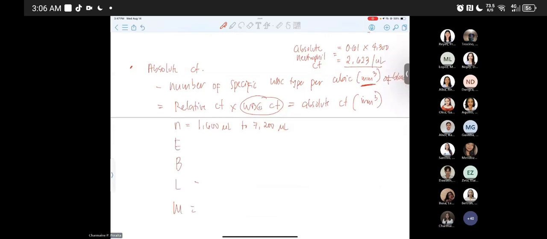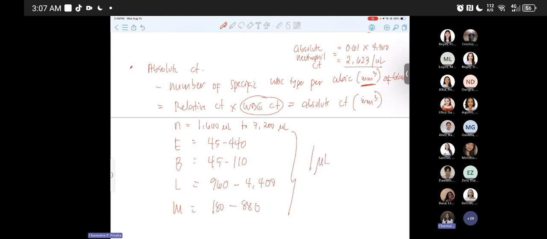NEBLM. Si eosinophils, 45 to 440. Si basophils, 45 to 110. Si lymphocytes, 960 to 4,400. Iba-iba to per hospital, pero ito yung book-based. Si monocyte, 180 to 880. Lahat ng yan per microliter. So baka kasi matanong sa exam.